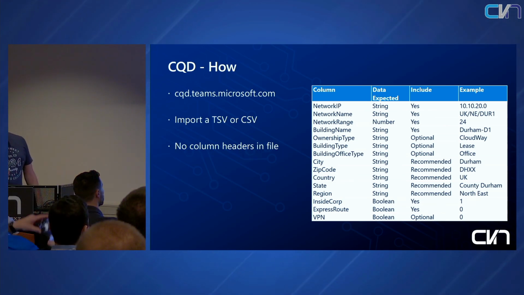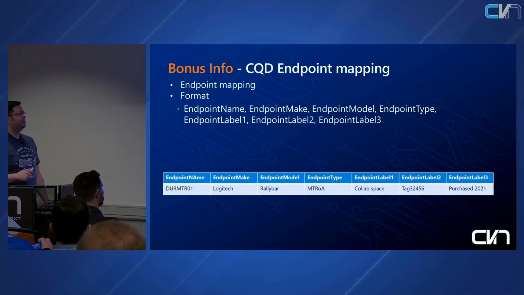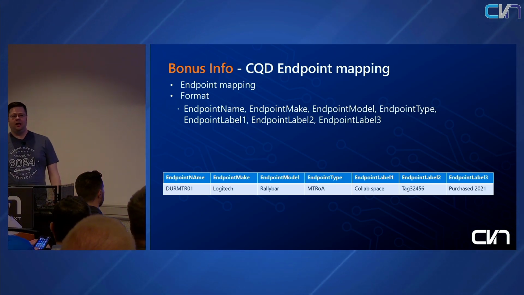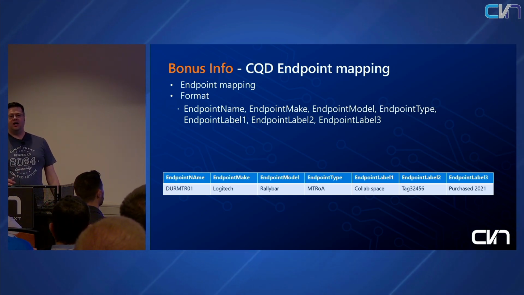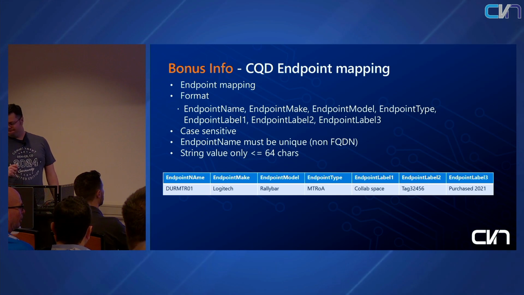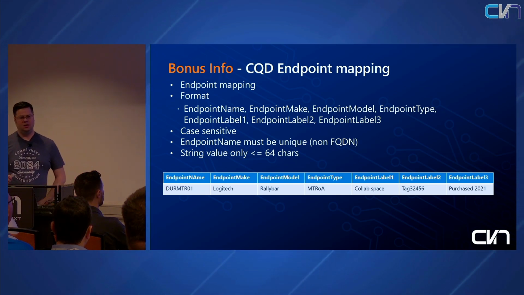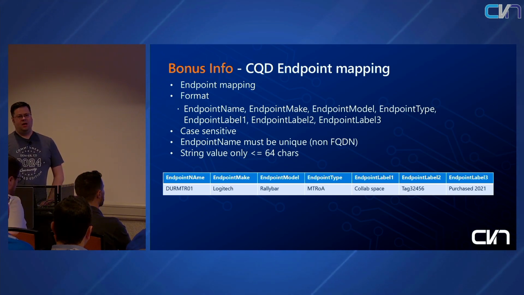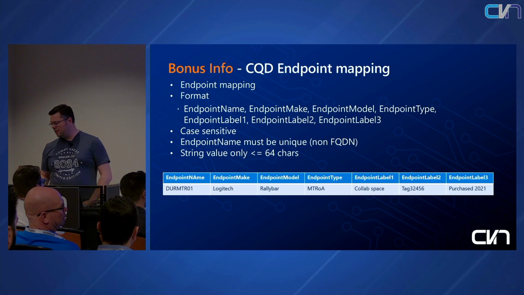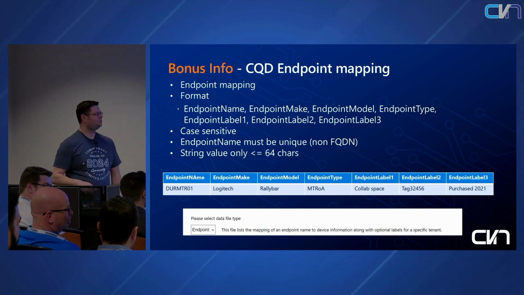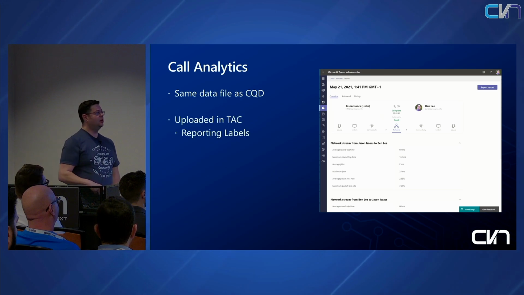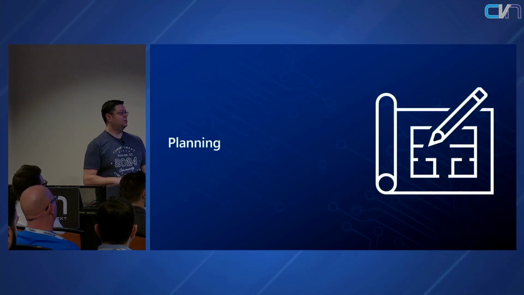The other thing that you can do while we're in here is endpoint mapping, a little bit of bonus information. There is the ability to specify extra information about your meeting room devices, so that when you're looking in CQD and call analytics, you can determine what the device is or what the category of devices are. Not strictly location, but can be worth knowing about. The Learn Microsoft site has some stuff, but catch me afterwards and I can point you at some things as well. Sorry, I'm aware that my time's eroding away. Call analytics uses the same data file as CQD, but you do need to enter it in a different location. You go into TAC and you put it under reporting labels.